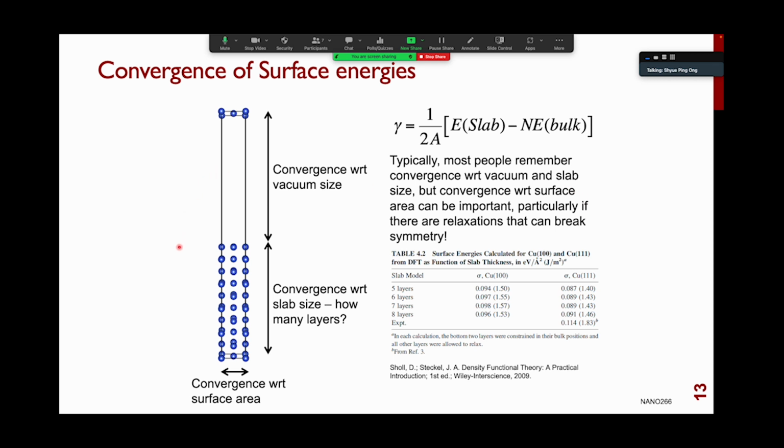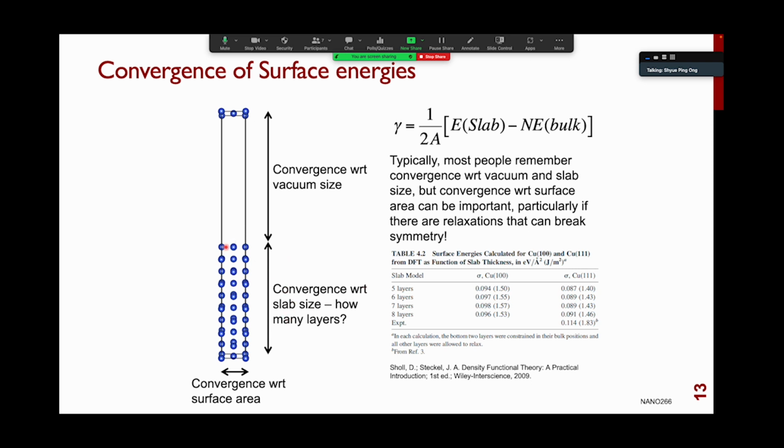So whenever we calculate things like surface energies, one of the first things that we need to converge is the number of layers for the slab, and the vacuum size that we need to get a converged surface energy. Now there are good reasons for this. If your vacuum is not big enough, your upper surface and lower surface can interact with each other, and then you don't have a converged surface energy.